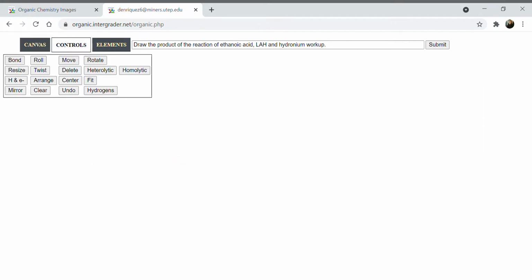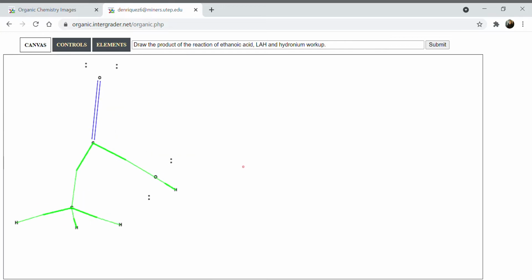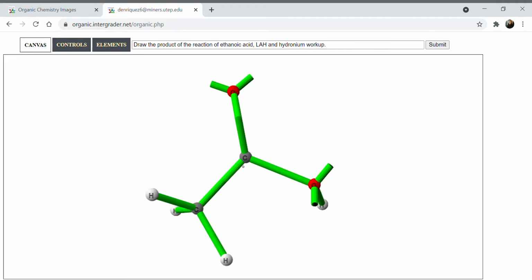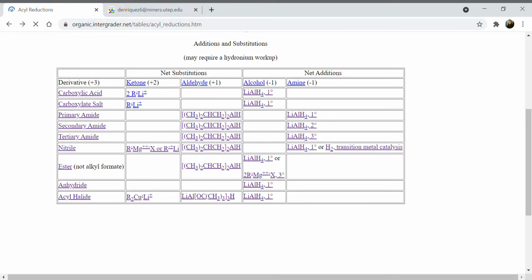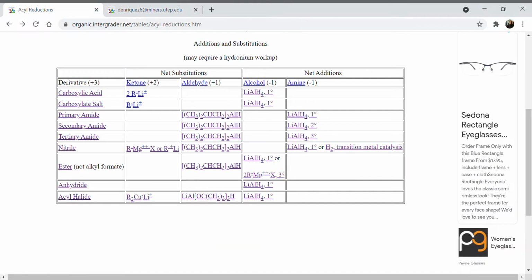Okay, so with using the chart, I always start by drawing this. So ethanoic acid, that's 2 carbons, 1 double bonded oxygen, 1 single bonded. And I'll add my hydrogens and hit arrange and fit. And then LAH stands for lithium aluminum hydride. So I'll go ahead and go to my chart. And let's see, I had a carboxylic acid, lithium, and aluminum.